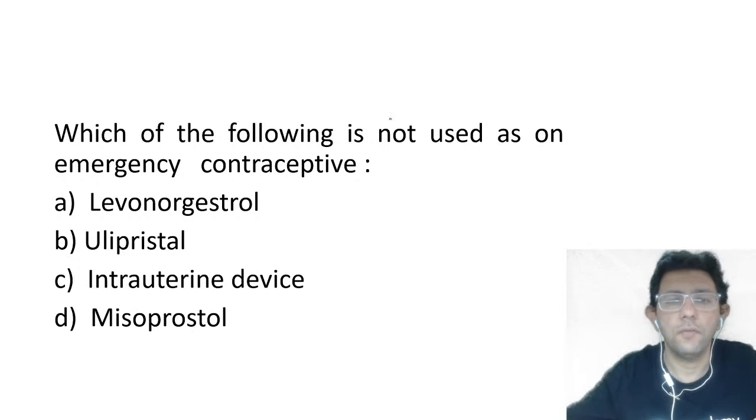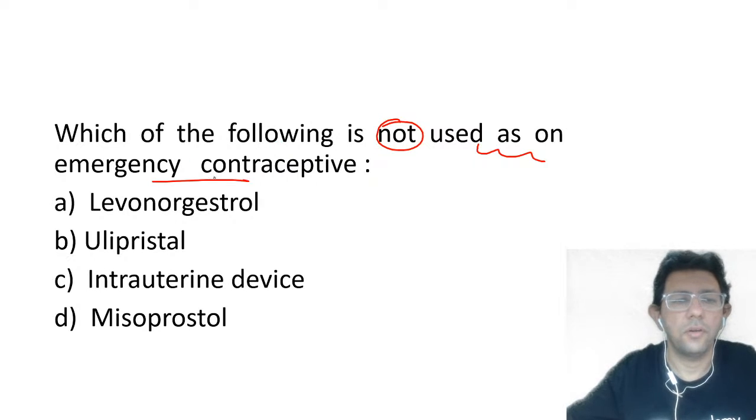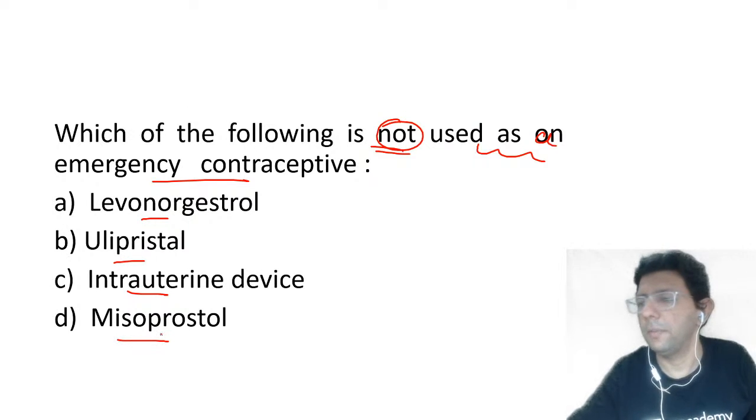So first MCQ for the day, and all of you can also participate and give in the chat box: which of the following is not used as an emergency contraceptive? Not used as an emergency contraceptive. We've got 4 options: LNG, ulipristal, IUCD or misoprostol.